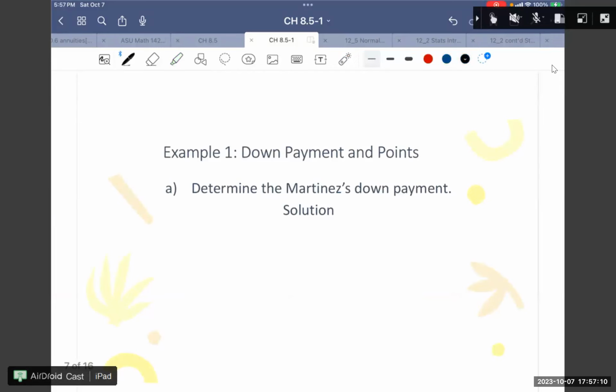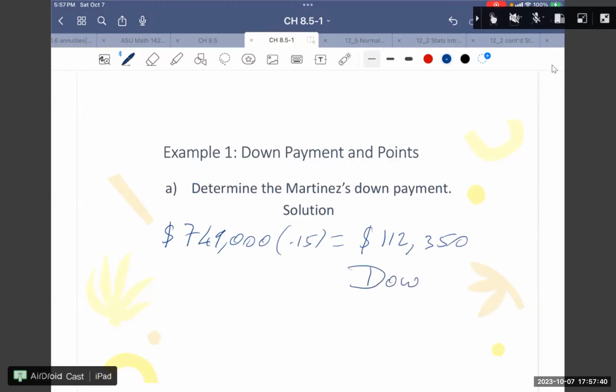So for the solution, the down payment is $749,000 times 15%. We have $112,350 for the down payment. This is the amount of money for the down payment.